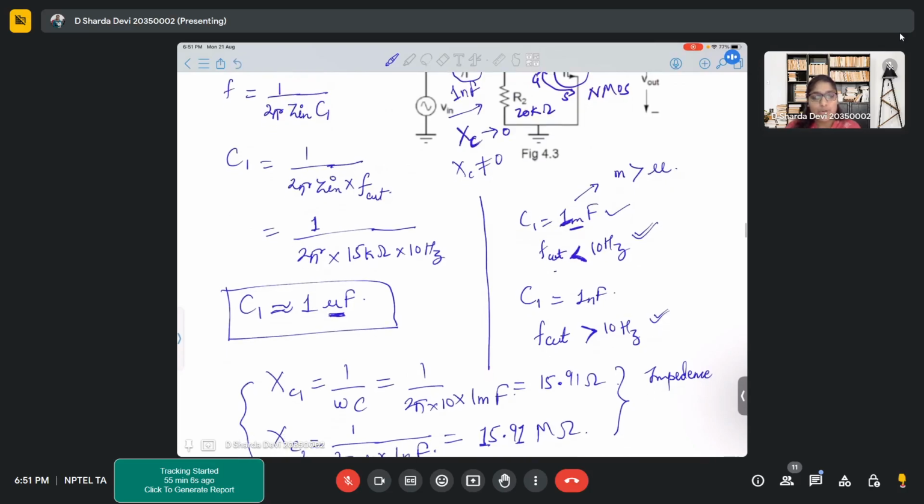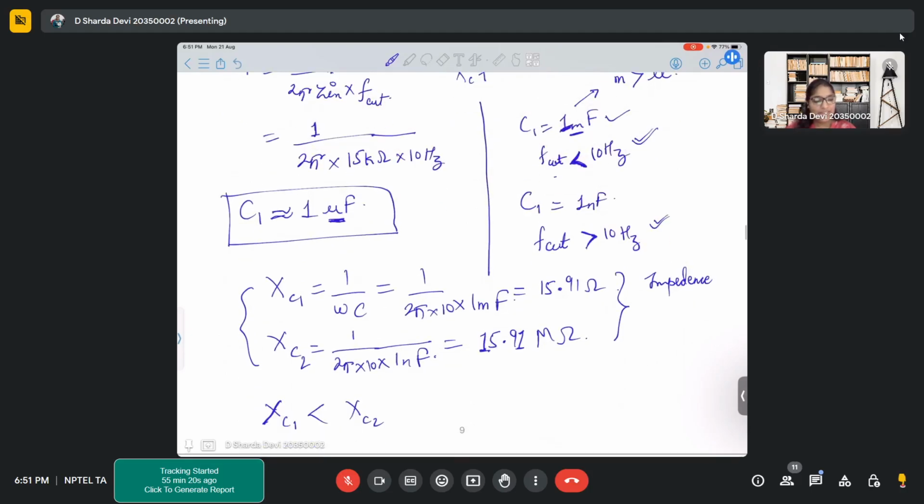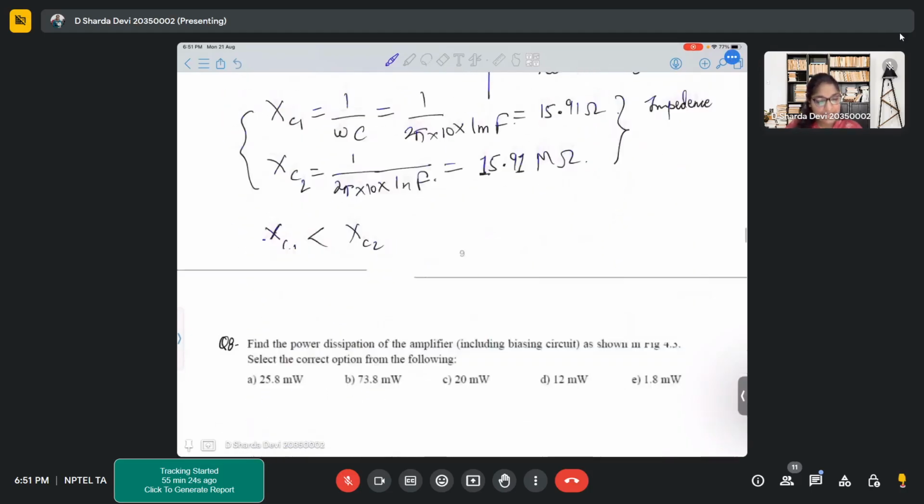Any doubts on what we were doing here, and how things changed when we changed the capacitor from milli to micro to nanofarad? Yes, super clear. Thank you. Clear, right? So let's move on to the next problem.